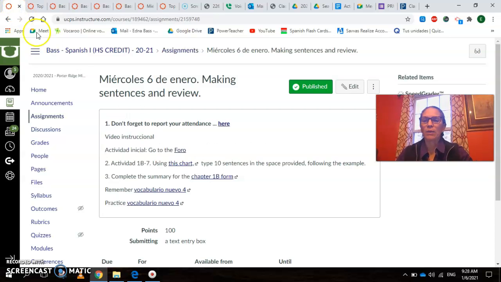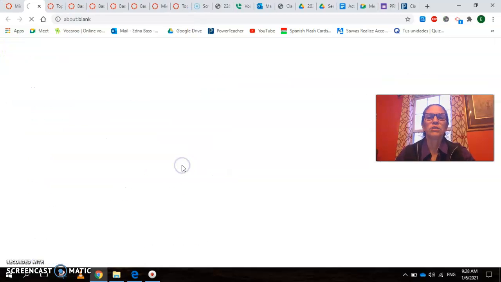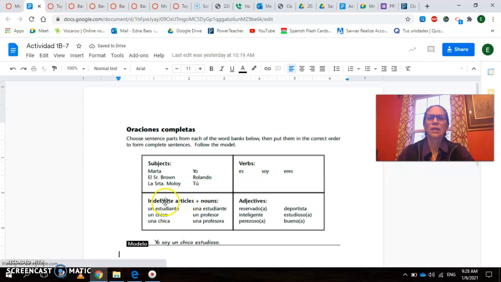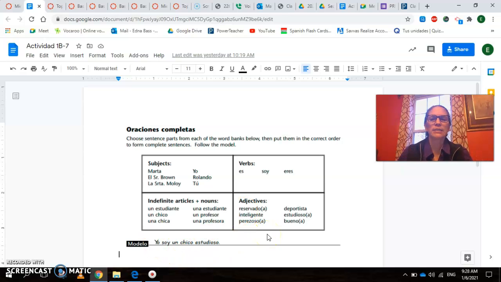Okay, now we have this Actividad 1B-7, and you're going to use this chart. I put the chart on a Google Doc. So with these words that you have here, you're going to build 10 sentences. Now you see that you have only 6 subjects. That means yes, you can repeat the subject, and you have verbs.